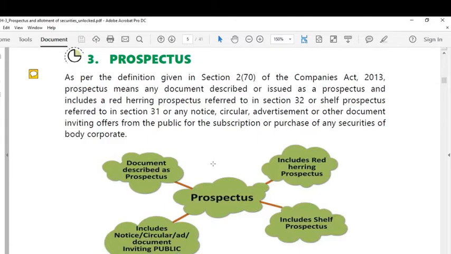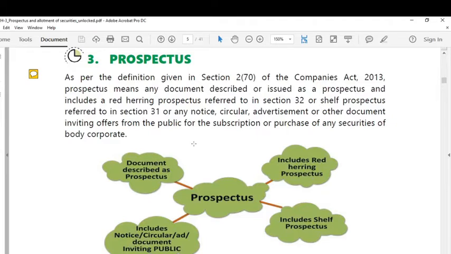Right. The second most important topic is about the prospectus. You know that a prospectus can be issued only by a public company for inviting the general public to subscribe for its securities. So here, students, the possible question is how to define the prospectus, and what is the procedure and related concepts for issuing a prospectus, which we are broadly going to discuss.